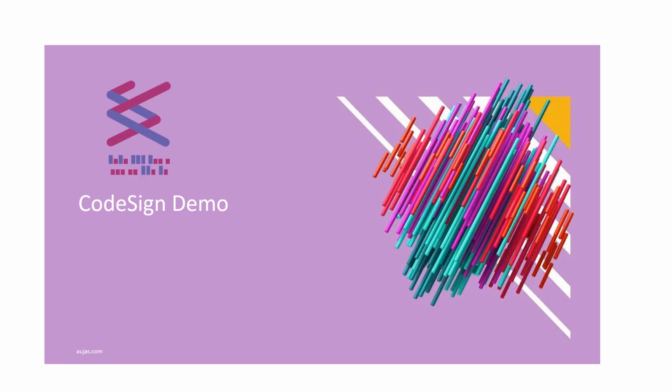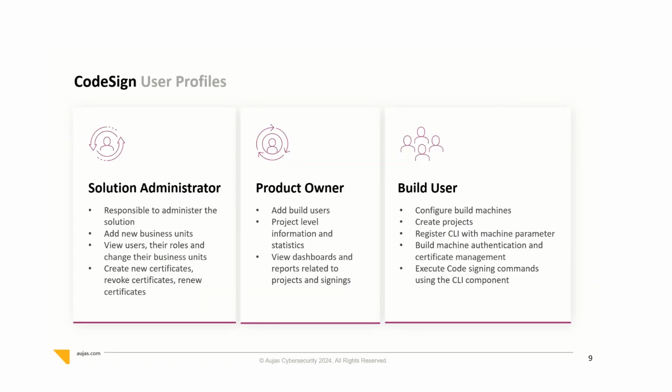So let's move on to the demo part. Before we start the demo, let's look at the various user profiles. We have three types of users on our solution platform. First one is the solution administrator, which is the global admin of the solution, responsible for administrating the solution, onboarding the new business units, users, viewing and editing their roles, and creating, revoking, and renewing the code signing certificate.